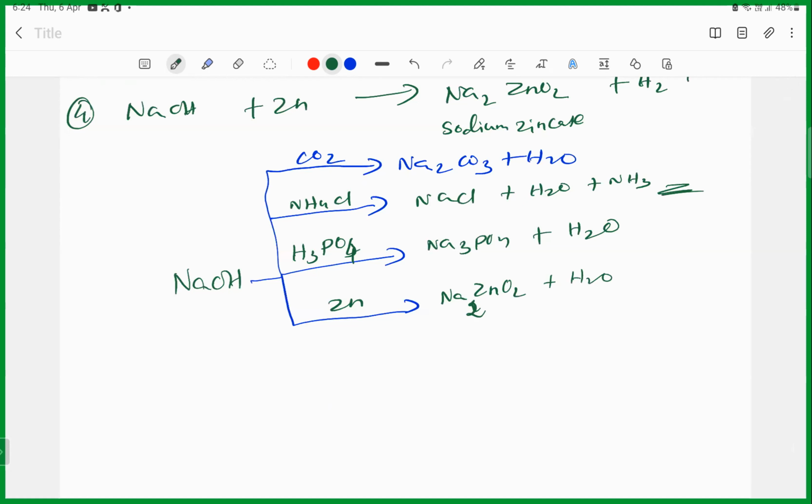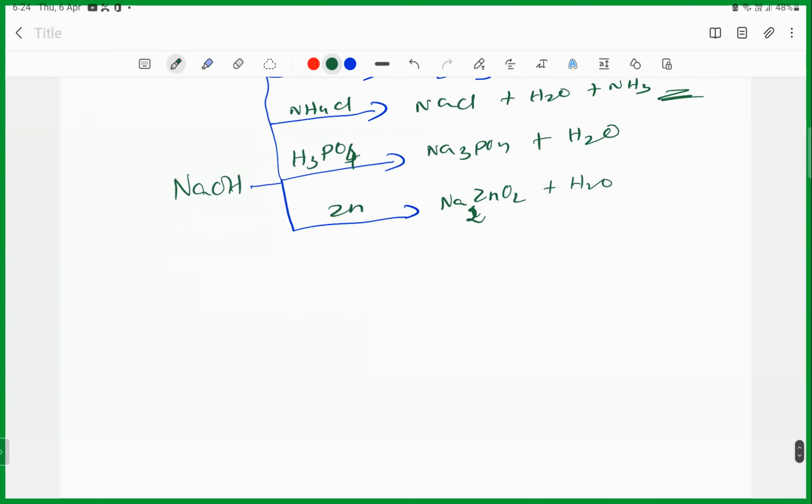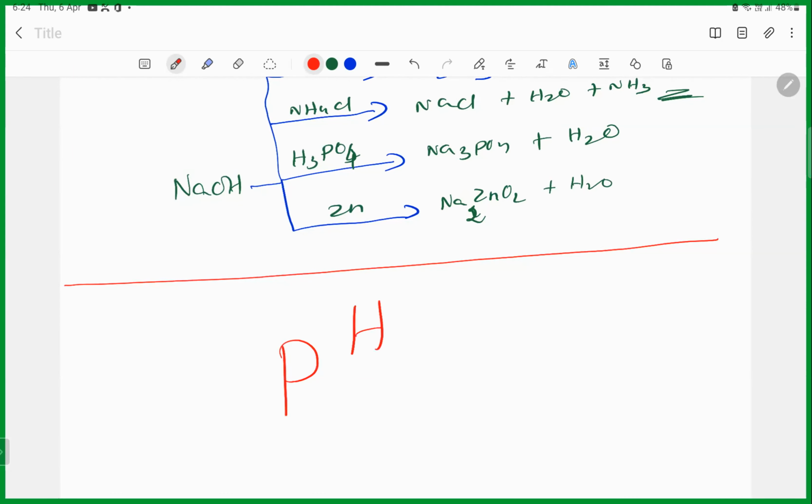Clear, ma? Any doubts? No doubt. Next, now we classify acids and bases by the pH scale. So we are going to discuss the pH scale. What does P indicate? What does H indicate?